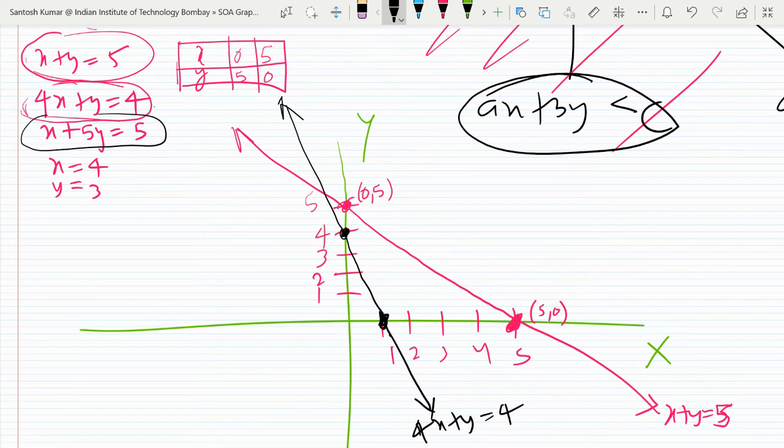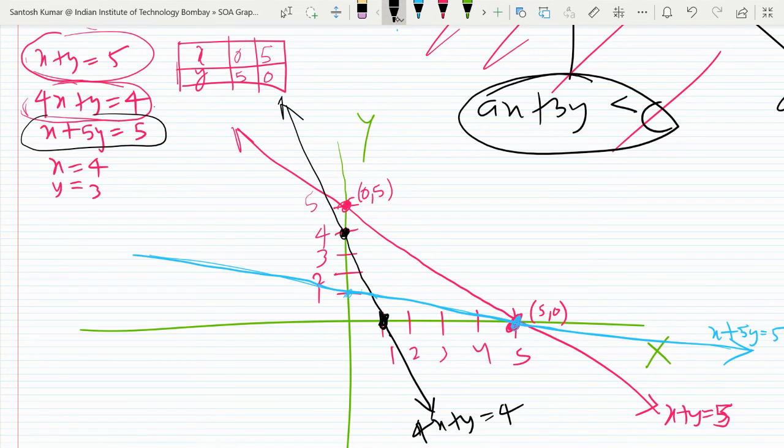Again, next is x plus 5y is 5. Again, you can do that. X is 0, y is 1; y is 0, x is 5. So this will give you 5, 0 and 0, 1, right? This you may join using a scale. So the name of this line is x plus 5y is equal to 5.